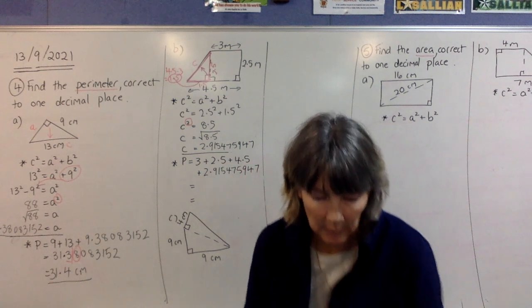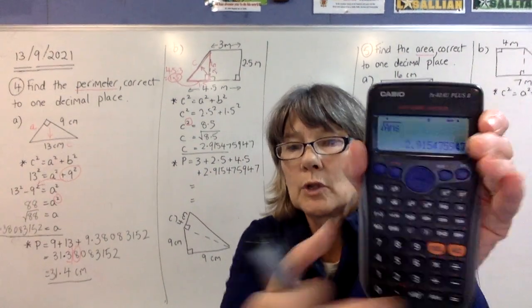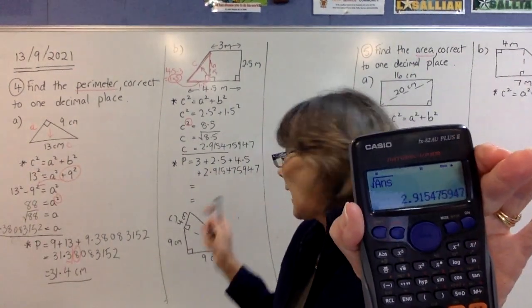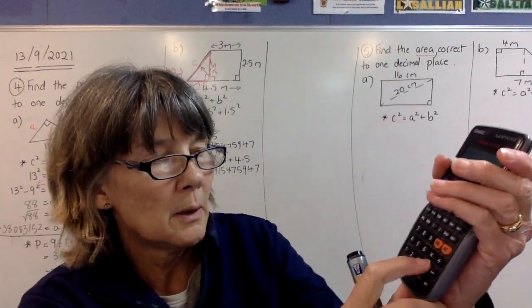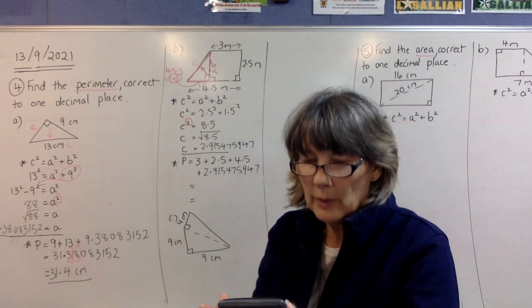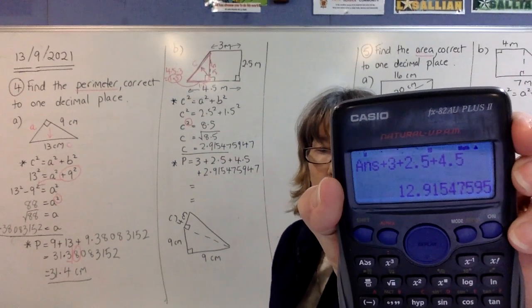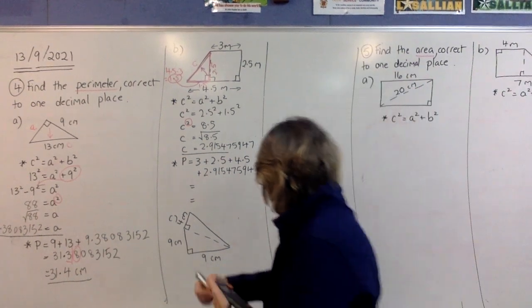Okay, and on your calculator, you've already got that big long decimal, so you don't need to write it in again or type it in again. So we're just going to add the other 3 numbers on now. Plus 3 plus 2.5 plus 4.5 equals, and that's what we get. Write it down.